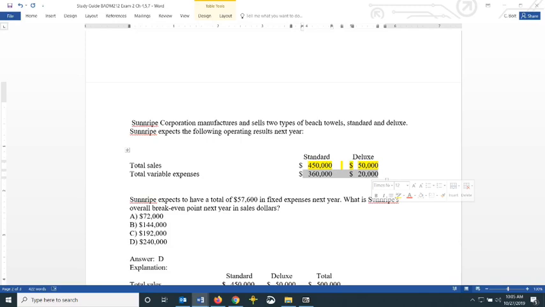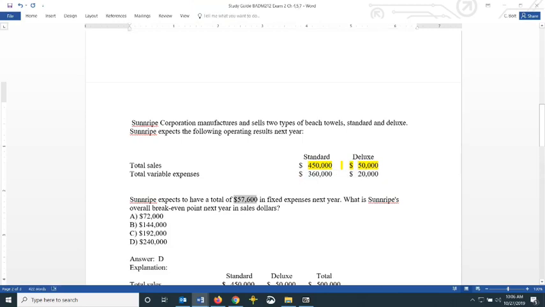Subtract from it the variable expenses, which means 500,000 minus 380,000, and you come up with $120,000 total contribution margin. If you divide that into the total sales to figure out your contribution margin ratio for the combination of the 2 products, it is 24%. And if you take $57,600, which is the fixed cost, and divide it by 24%, you'll come up with the solution, which is $240,000.